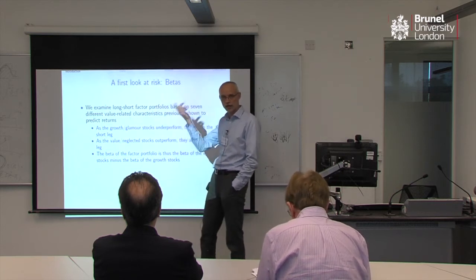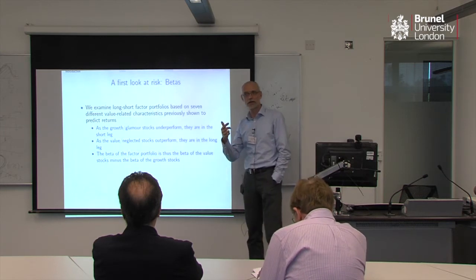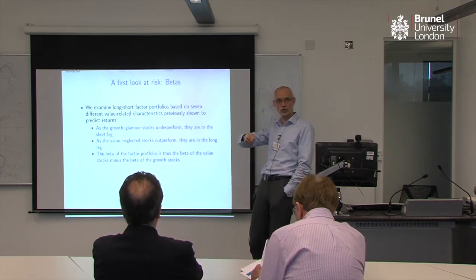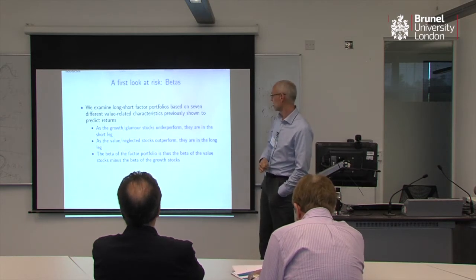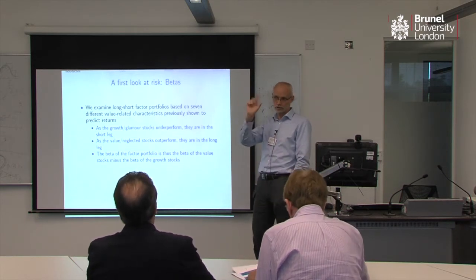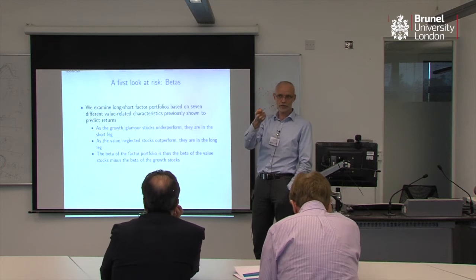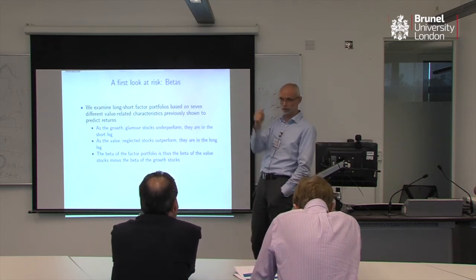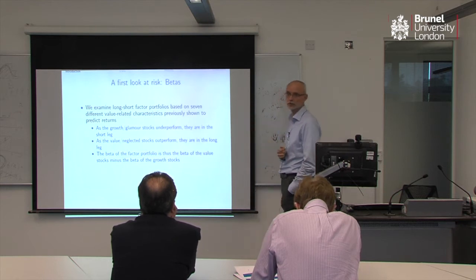So think of value minus growth. In the long leg, we have the value portfolios, and in the short leg, we have the growth portfolios. The factor portfolio is a zero-investment portfolio, and the beta of the factor portfolio is, of course, the difference between the beta of the long leg and the short leg.